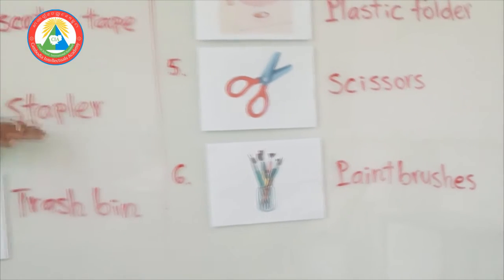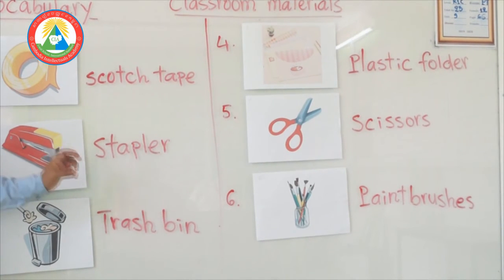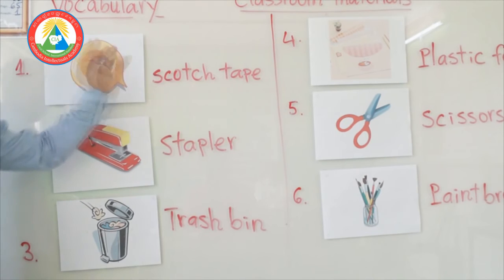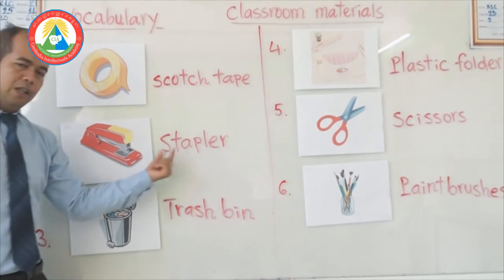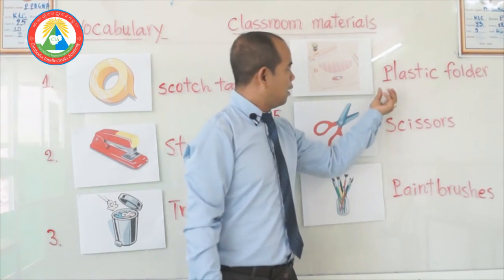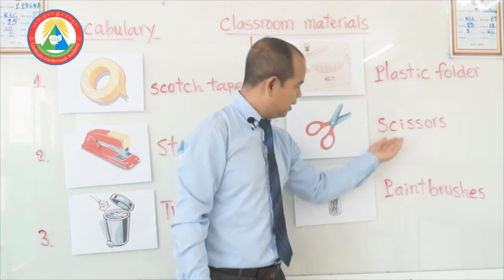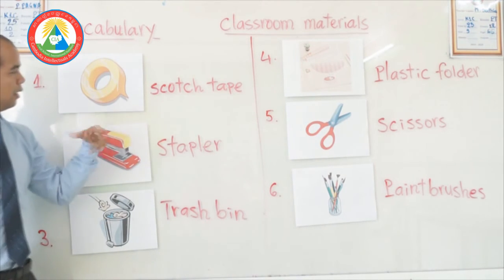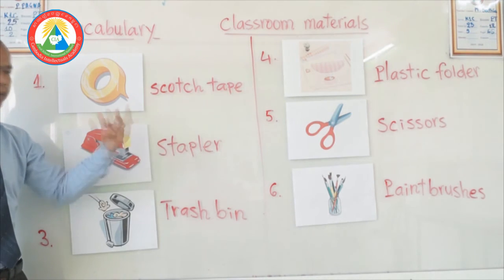So everyone, each word goes to a picture. This one, scotch tape, we write like this. Stapler, we write like this. Trash bin, we write like this. You have to identify it. Plastic folder, we write like this. Scissors, paintbrushes. Afterwards, I want all of you to spell every word with me.